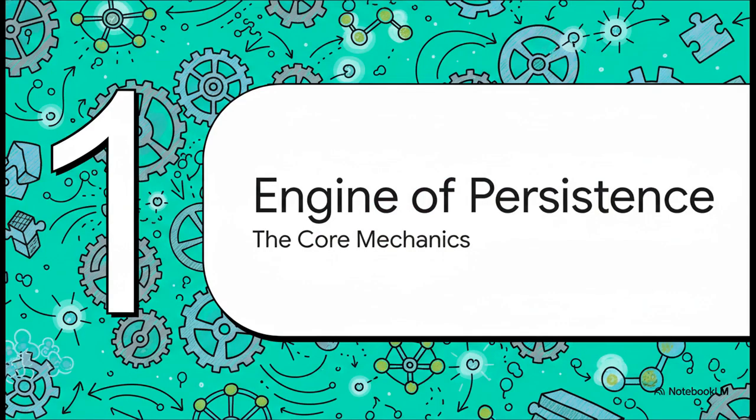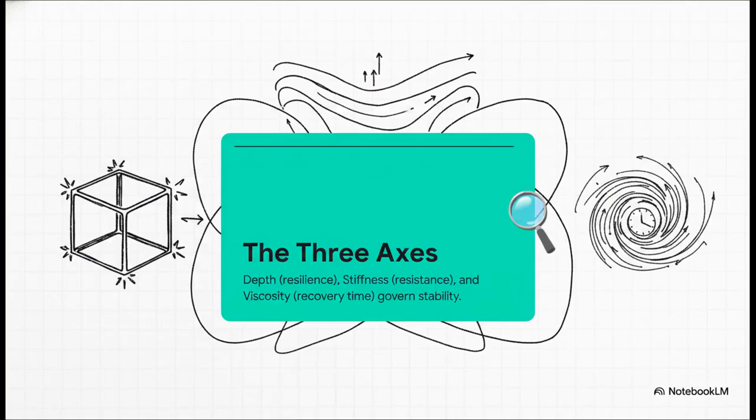Part 1. The Engine of Persistence. To really understand how that built-in preference operates, let's revisit the quiet engine driving the whole thing. The entire framework of GEM hinges on three fundamental axes that define a coherent shell. First up is depth, which is basically the energy barrier required to completely break the shell. Think of it as your ultimate resilience. Second is stiffness, that immediate elastic resistance to being disturbed. And third is viscosity, the relaxation timescale that dictates exactly how quickly the system recovers from a shock. Together, these three parameters decide if a structure is going to survive.